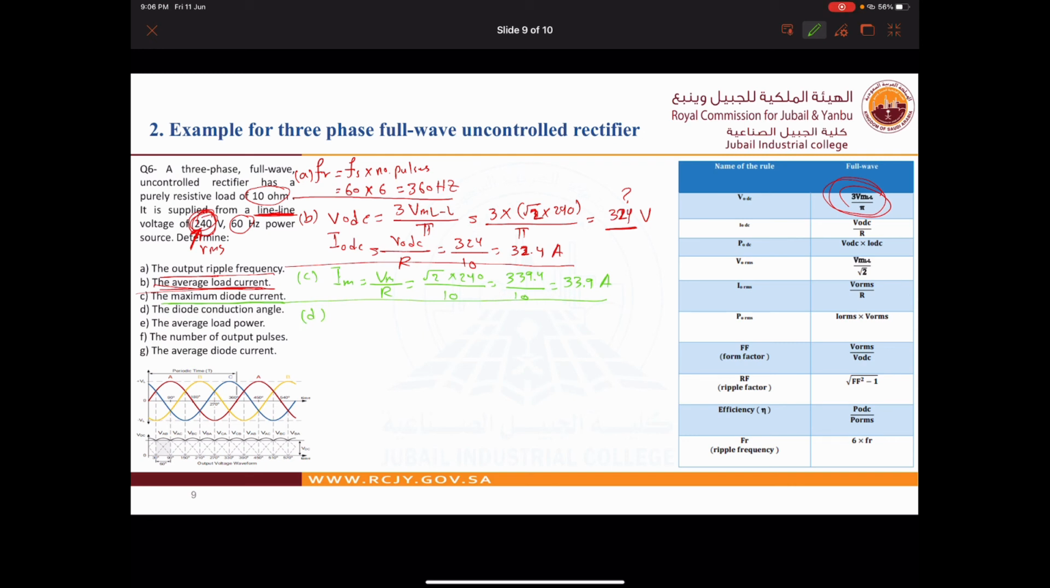So, mashallah, if you understand part B, everything is going smooth. Now, what about conduction angle? Conduction angle is the gamma, which is 120 degrees again.